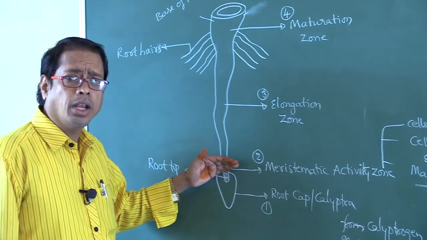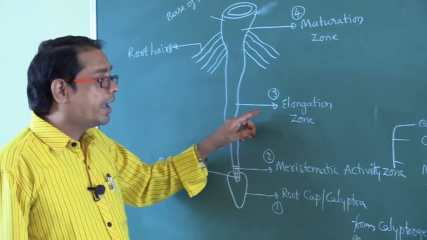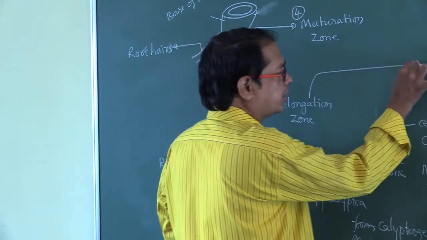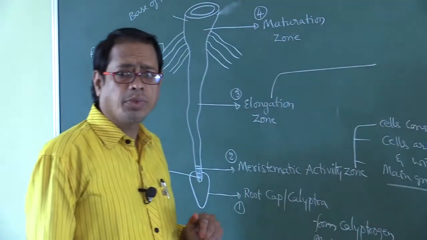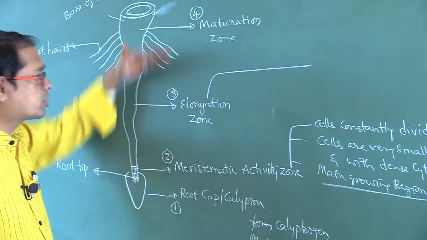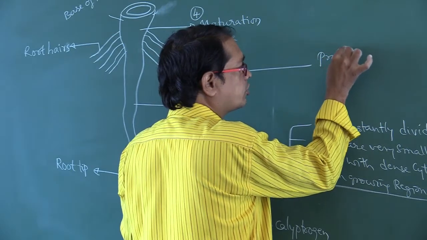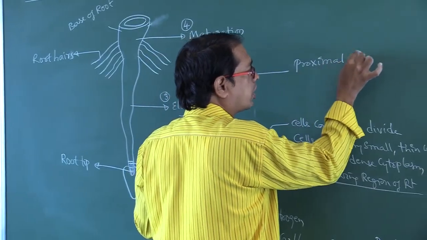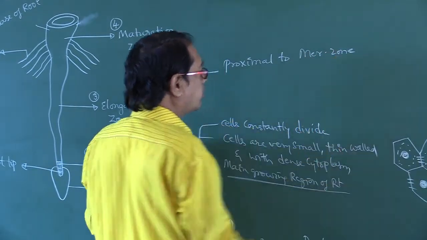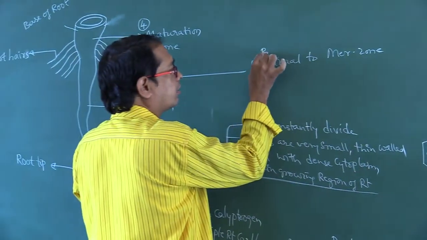Next, a few millimeters above the meristematic zone is called elongation zone. Elongation zone is proximal, that is, towards the base, to the meristematic zone. Which zone is present? Proximal. Proximal means basal.